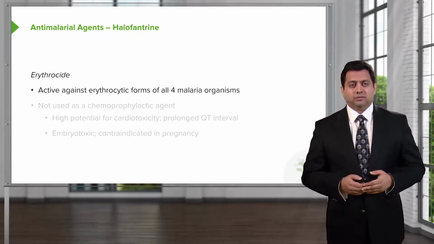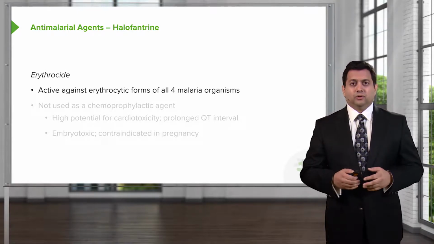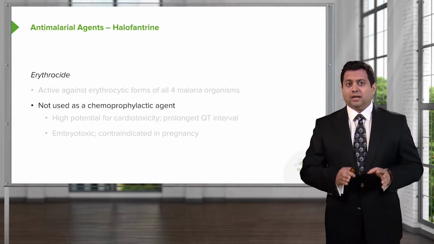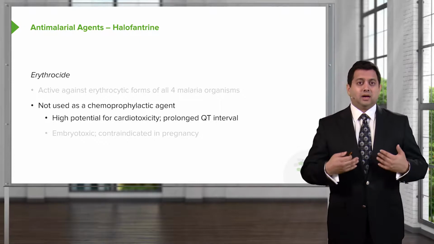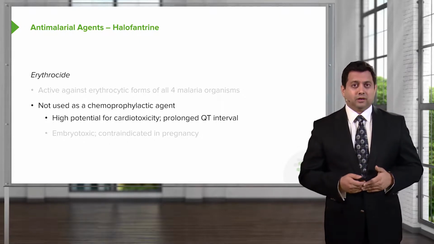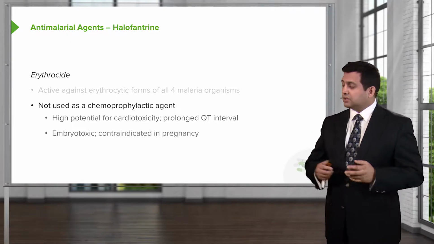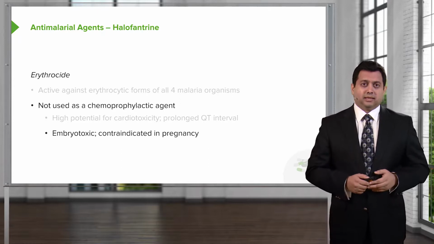Halofantrine is another erythrocide agent that is active against all erythrocytic forms of all 4 malaria strains. It is not at this point used as a chemoprophylactic agent, because it has a high potential for cardiotoxicity and a prolonged QT interval. It is also contraindicated in pregnancy because it is toxic to the embryo.